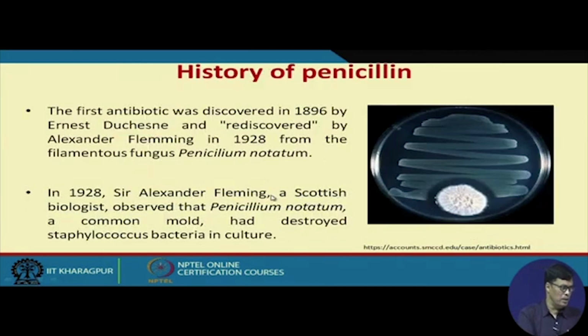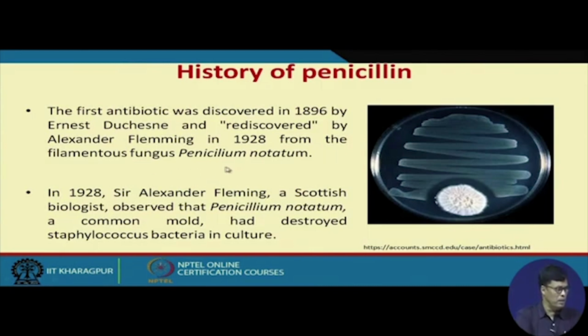Now let us talk a little bit about the history of penicillin. The first antibiotics were discovered in the year 1896 by Ernest Duchesne, and it was rediscovered by Alexander Fleming in 1928 from the filamentous fungus Penicillium notatum. Nowadays we produce penicillin by Penicillium griseus. I shall discuss how the transformation has been taking place.